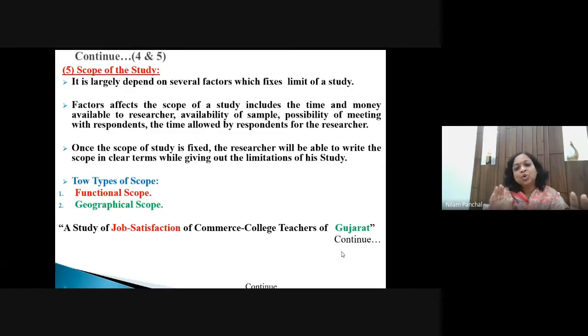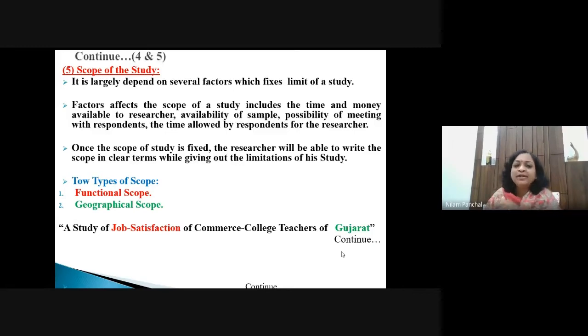Next is the scope of the study. So friends, the scope of the study largely depends on several factors which fix the limit of a study. The factors that affect the scope of a study include the time and the money available to the researcher, availability of sample, possibility of meeting with respondents, and the time allowed by the respondents for the researcher.